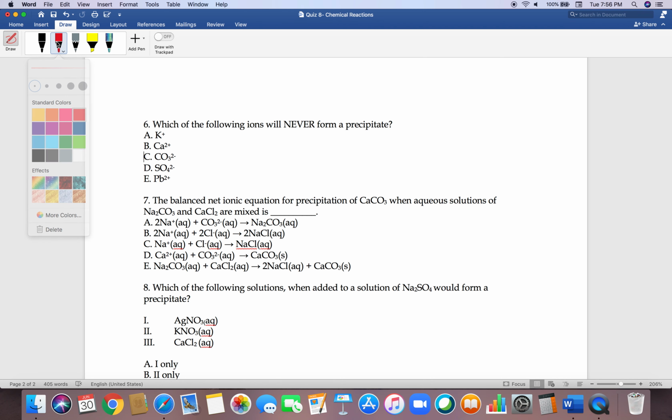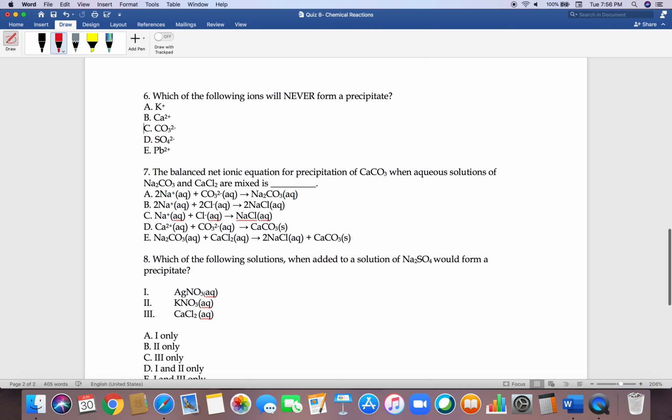Like I was saying, if you went to your solubility table, you would find that potassium never forms a precipitate or a solid. It always forms aqueous solutions when mixed with anything. So you can see there are some other ions that do the same thing, but really this is a question not based on memorization, but based on the fact that I know that you can navigate the solubility table.